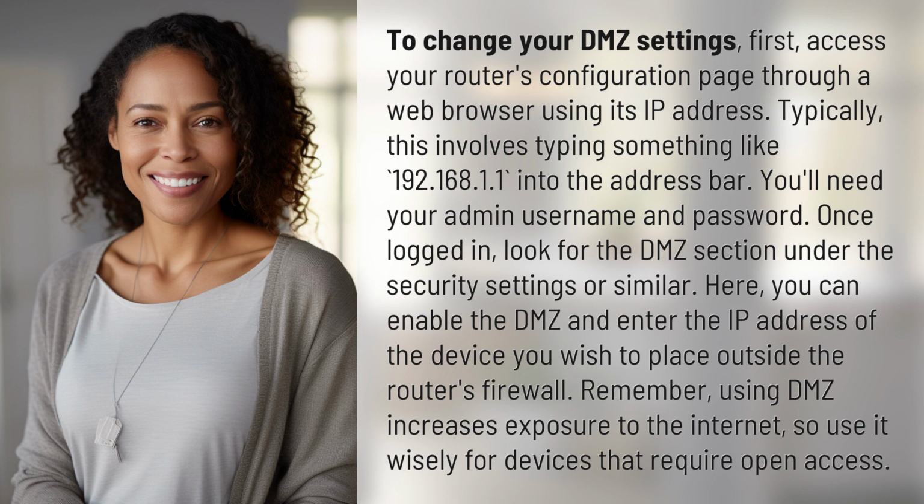Once logged in, look for the DMZ section under the security settings or similar. Here, you can enable the DMZ and enter the IP address of the device you wish to place outside the router's firewall. Remember, using DMZ increases exposure to the internet, so use it wisely for devices that require open access.